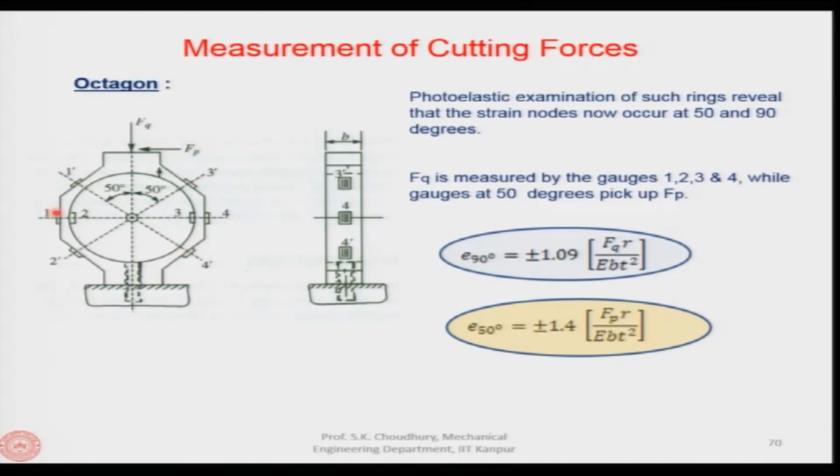Once again, when the strain at 90 degrees is measured on sensors 1, 2, 3, 4, there is no effect of the Fp, that is one thing that we have to maintain, and vice versa, on the 1 prime, 2 prime, 3 prime and 4 prime, there is no effect of the Fq; they will only measure the force Fp. Well, now let us see, based on these principles like cantilever beam, ring type structure or octagon, what are the dynamometers that are designed and made to measure the cutting forces.